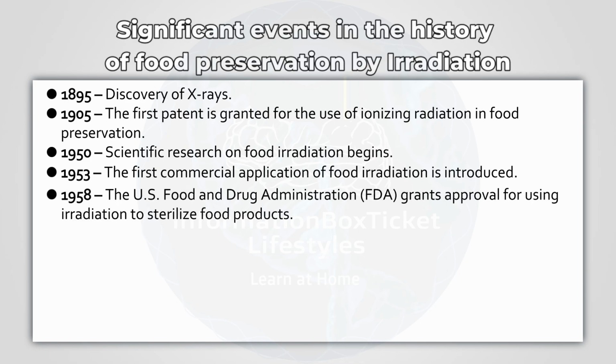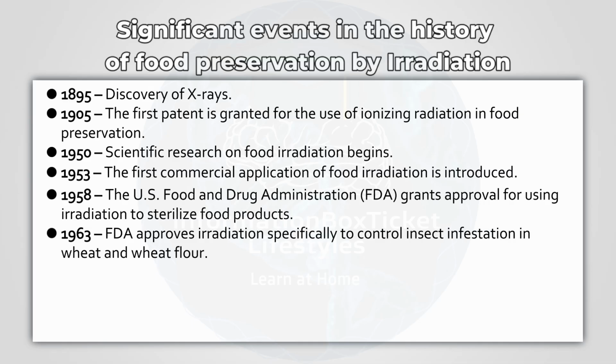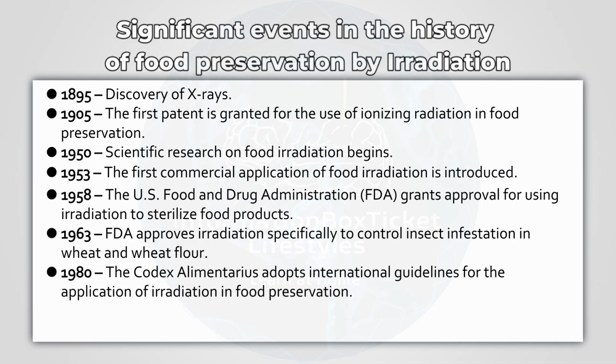1958. The U.S. Food and Drug Administration grants approval for using irradiation to sterilize food products. 1963. Food and Drug Administration approves irradiation specifically to control insect infestation in wheat and wheat flour. 1980. The Codex Alimentarius adopts international guidelines for the application of irradiation in food preservation.